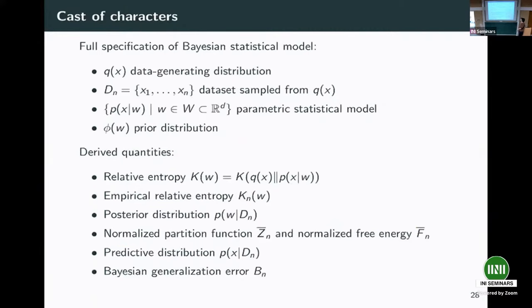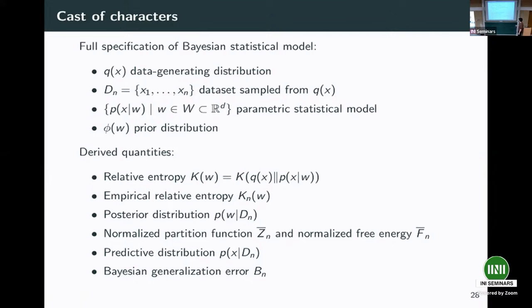Okay, so here's the cast of characters. Those are the things that I've just mentioned. So this data generating distribution, the data set sample, the parametric statistical model, and the prior distribution. And from this, by some very simple manipulation, but you have to do it and you have to introduce them, we are going to derive some quantities that are going to tell us how well our model is doing.